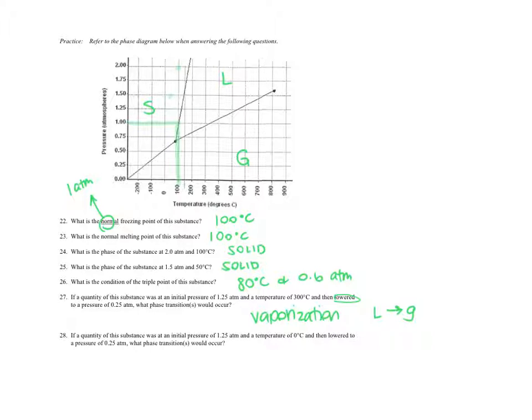And finally, if a quantity of this substance was at an initial pressure of 1.25 atm and 0 degrees, so now here's my 0 line, 1.25, I'm starting right here at this dot, and then lowered to 0.25. So again, my temperature doesn't change. I'm just going down to 0.25, what phase transition would occur? So I started here in the solid, and I ended here in the gas. So this time I went from solid directly to gas. So that is called sublimation. Remember, sublimation and deposition is where you skip the liquid phase.